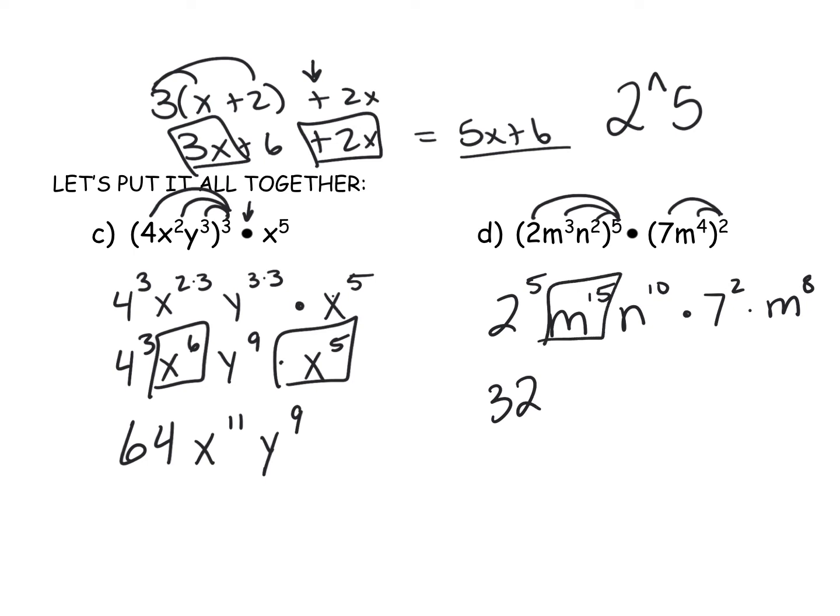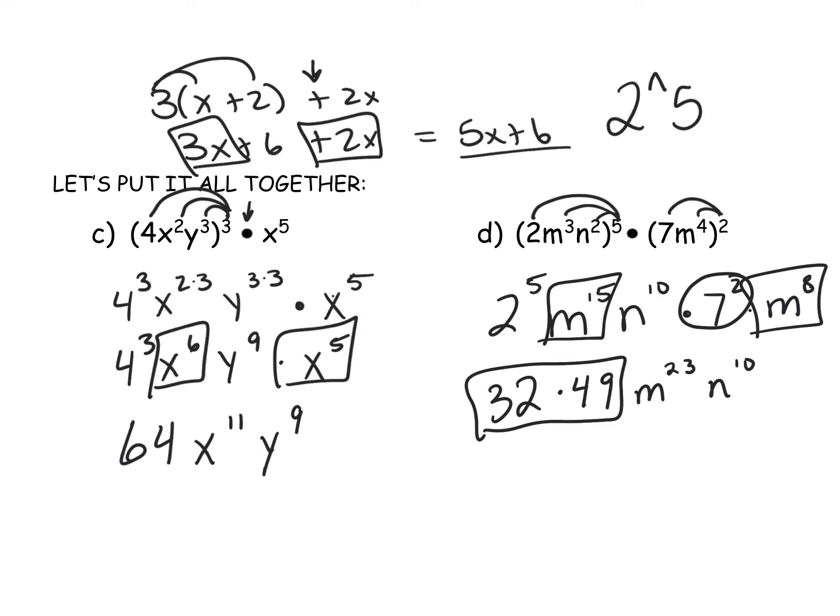And then there are the m's that need to be combined, but also the 7 times 12, or sorry, 7 times 7, so that's times 49. The m's are added together. We have m to the 15 plus 8. 15 plus 8 is m to the 23rd power, and then n to the 10th power. Last thing that you would have to do is do the actual 32 times 49.